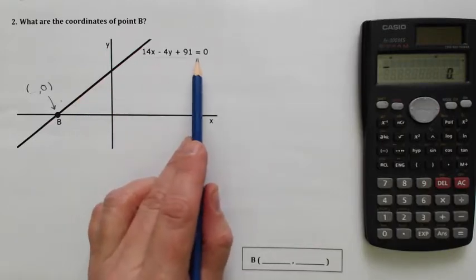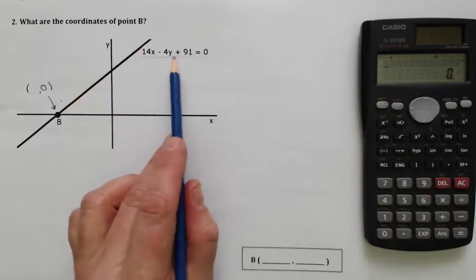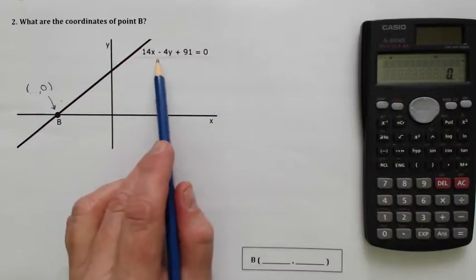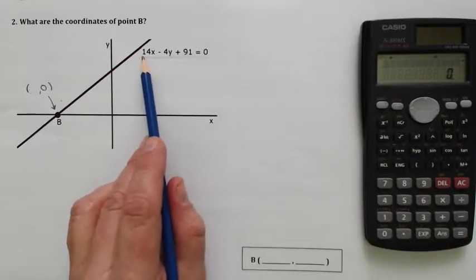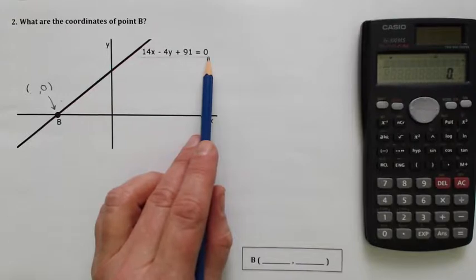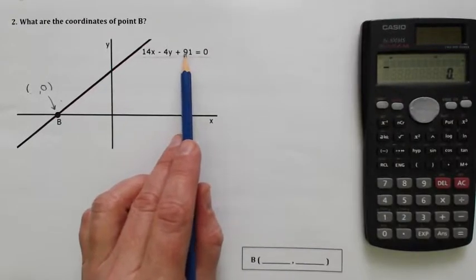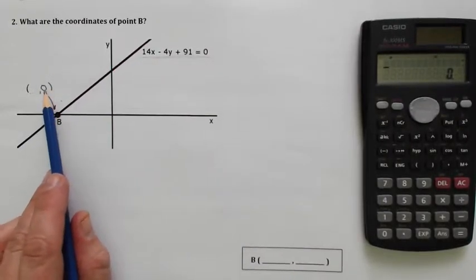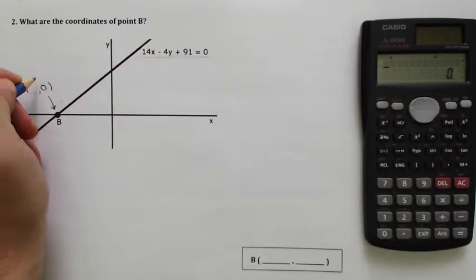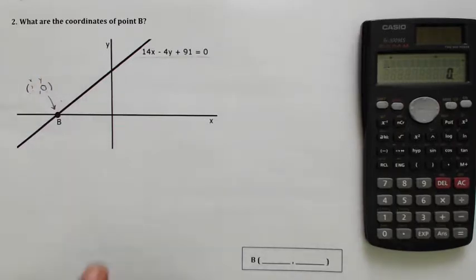Now, this equation is not in a form that we're used to working with. This is called the general form. We want it in y equals ax plus b. And once we have it in y equals ax plus b, we'll be able to deal with this issue over here with our known y. We don't know the x, but we know that y is nothing. So we're going to put this into y is equal to ax plus b.